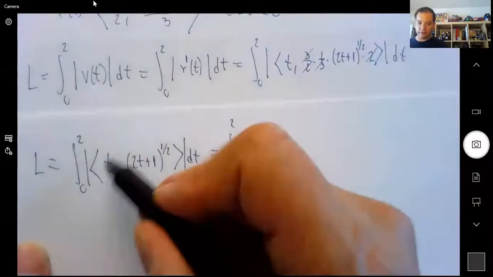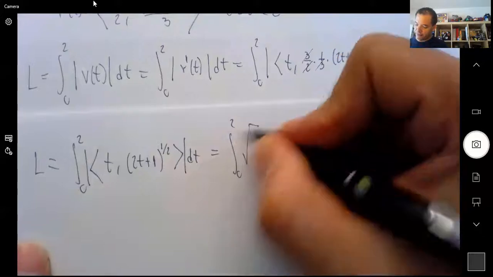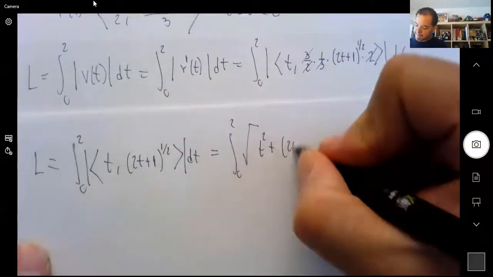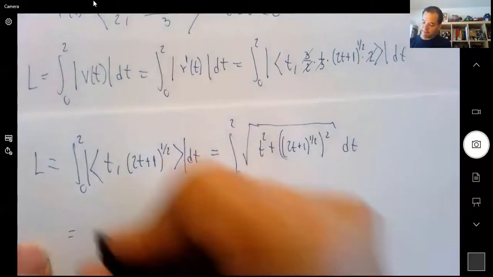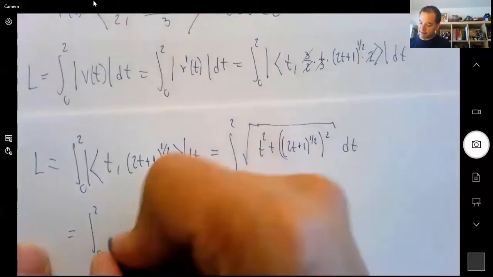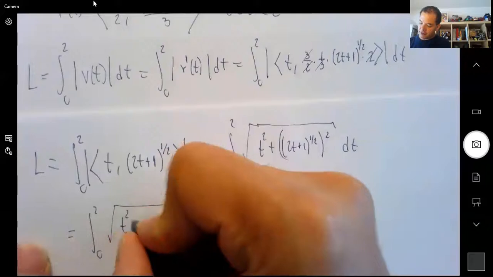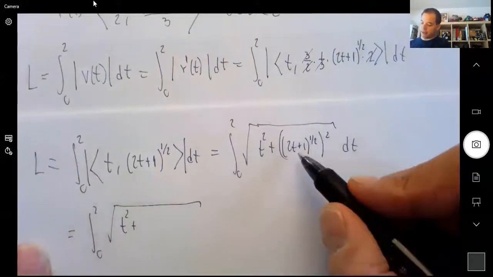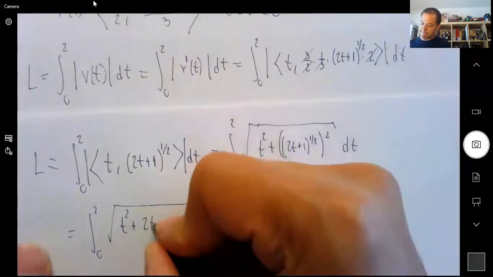What is the magnitude? It's the square root of the first one squared plus the next one squared. So this is t squared. And then here the square and the 1/2 cancel each other, so we get 2t + 1.